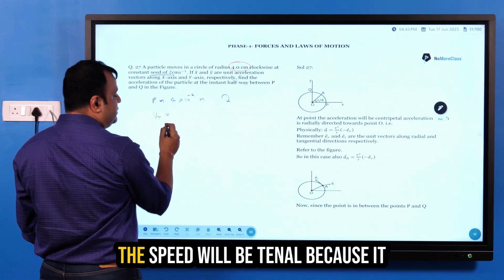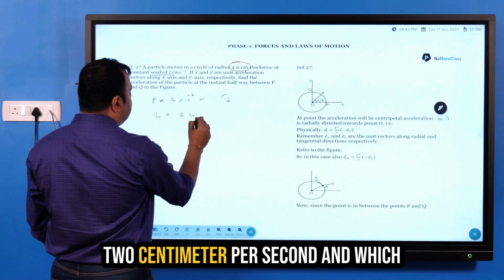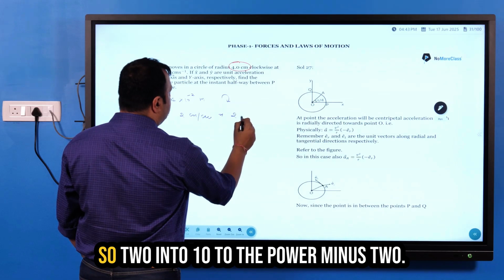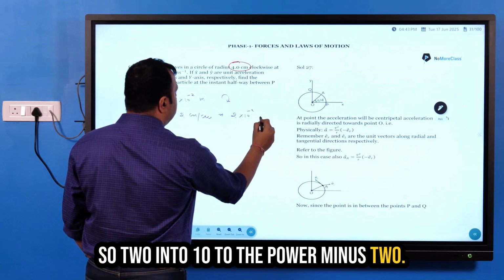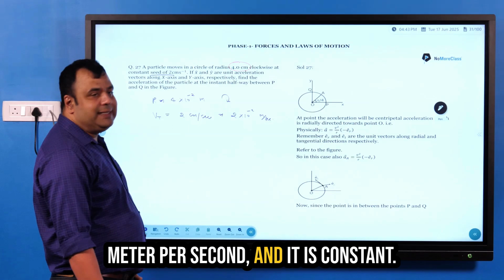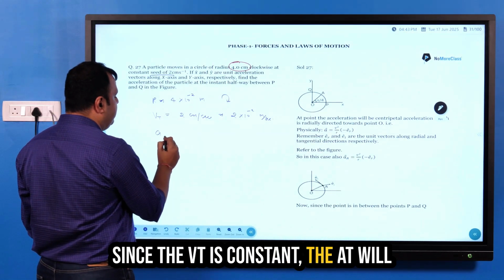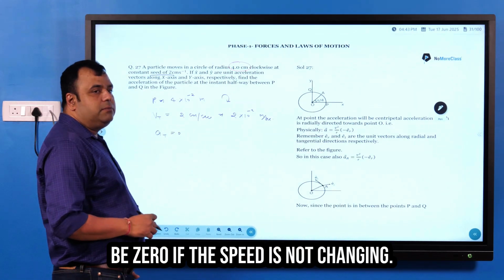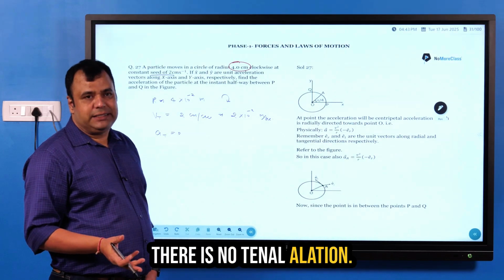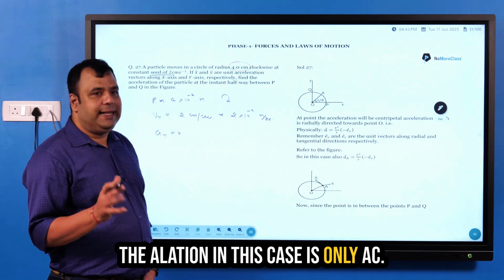obviously the speed will be tangential because it is circular motion, and that is given 2 centimeter per second, which you can convert into the meter. So 2 into 10 to the power minus 2 meter per second. And it is constant. Since the Vt is constant, the At will be 0. If the speed is not changing with respect to time, there is no tangential acceleration. If there is no tangential acceleration, then the acceleration in this case is only AC.